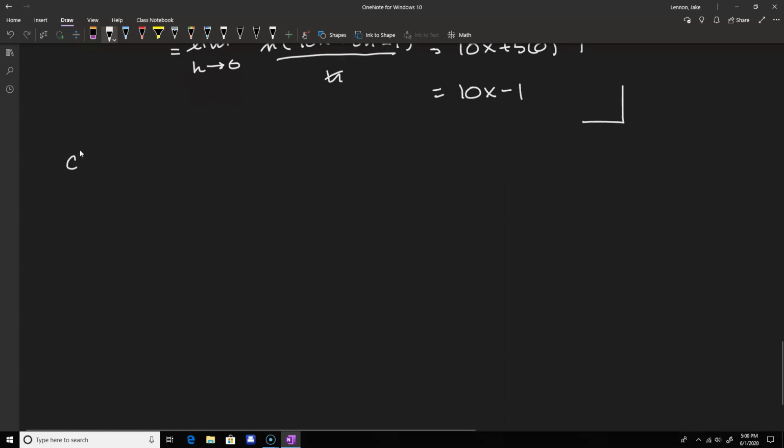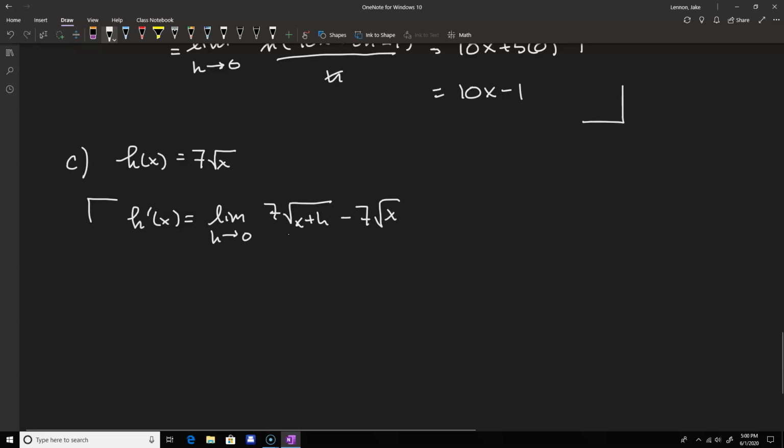So C, excuse me, let's try to find the derivative of h of x equals 7 times the square root of x. So again, sorry, we're doing the derivative, so we need to start with a limit. So we have the limit as h approaches 0 of 7 square root x plus h minus 7 square root x divided by h. And now think back to limits.